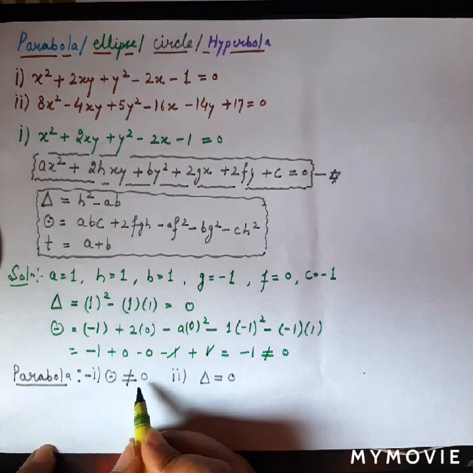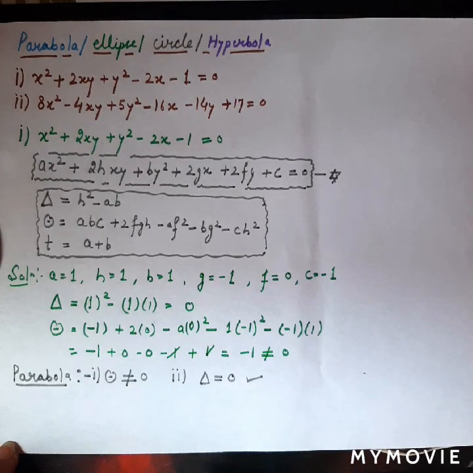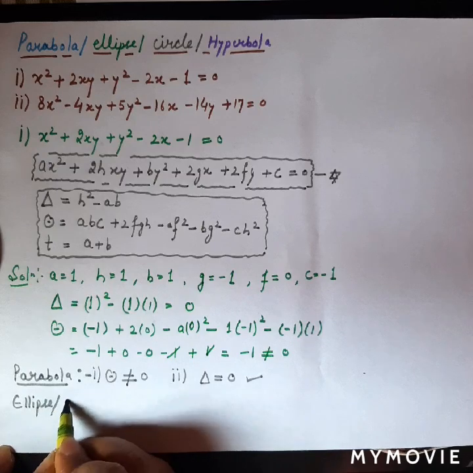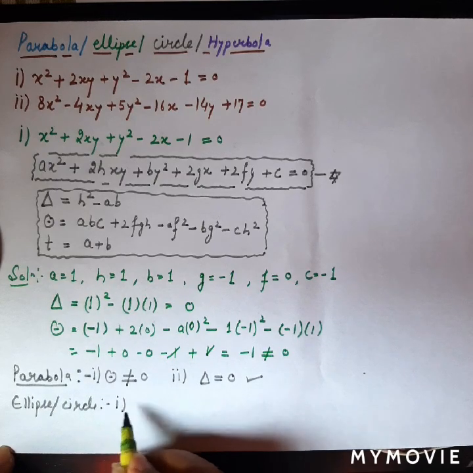It can be negative, it can be positive, but it will not be equal to 0. Then in that condition the equation will be an equation of a parabola, right? Now for an ellipse or circle, we have conditions for these.